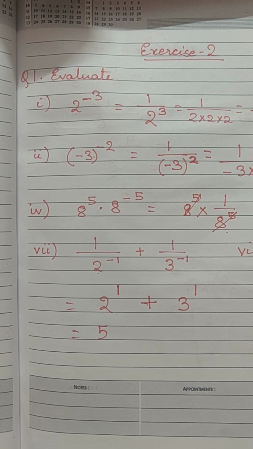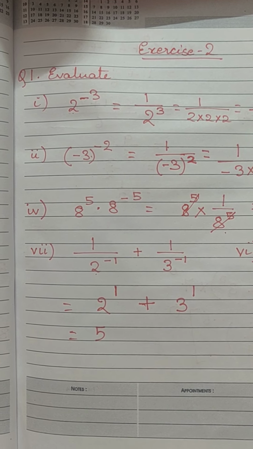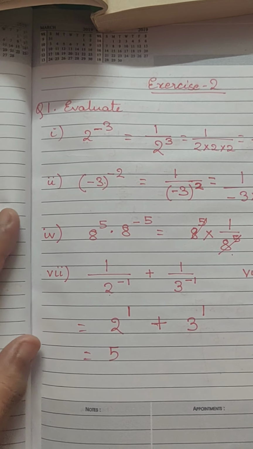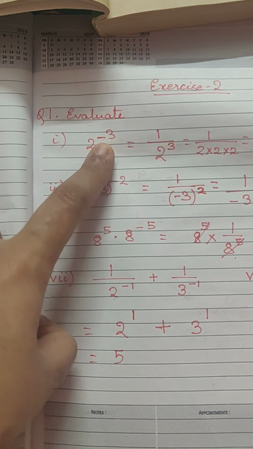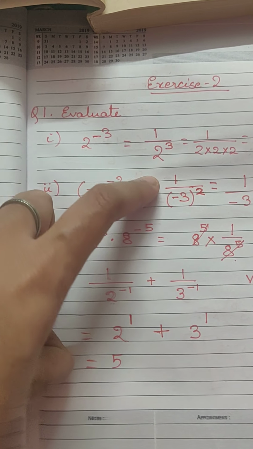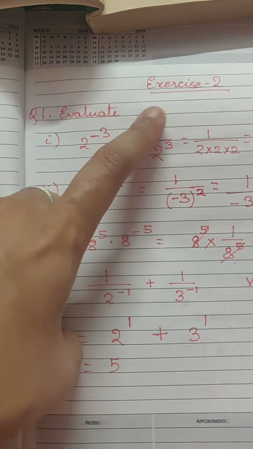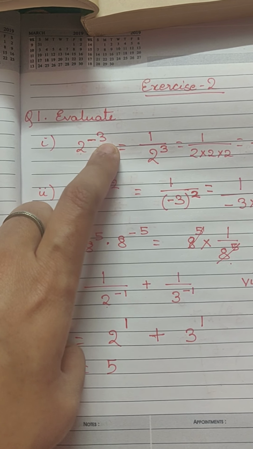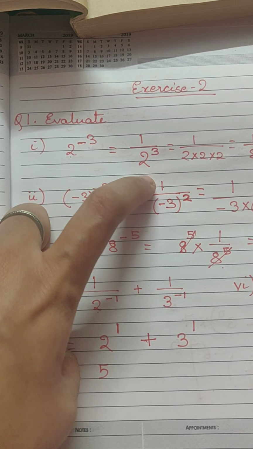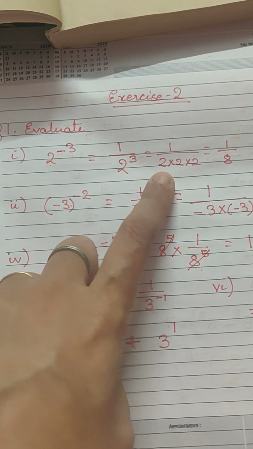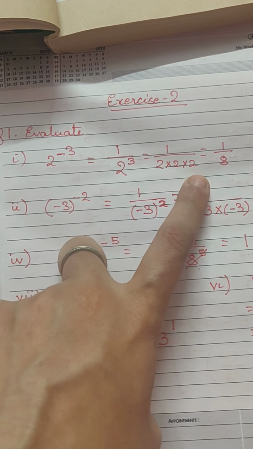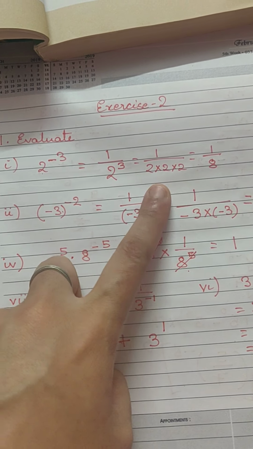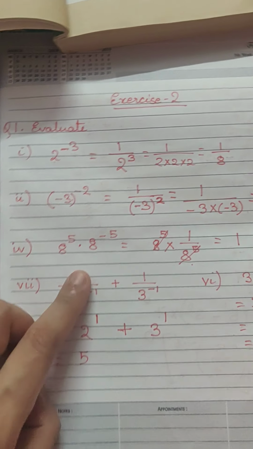For example, the first question, which says that we have to evaluate 2 to the power minus 3. Now you know that when there is a negative exponent, then the base gets reciprocated. So the 2 becomes 1 by 2 and the negative sign of the exponent becomes positive. So when it's 2 to the power 3, we can write it as 2 into 2 into 2. But remember, this 2 is in the denominator after reciprocation. So we get 1 by 8.